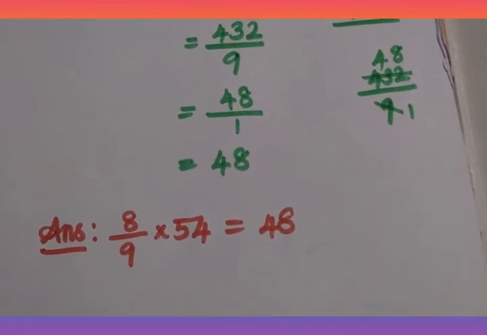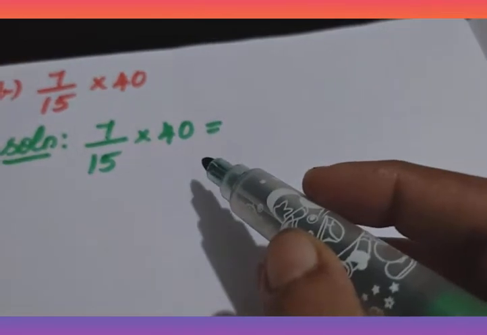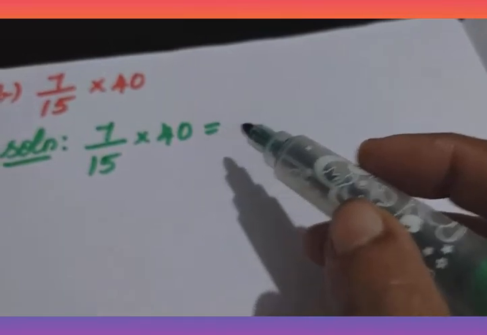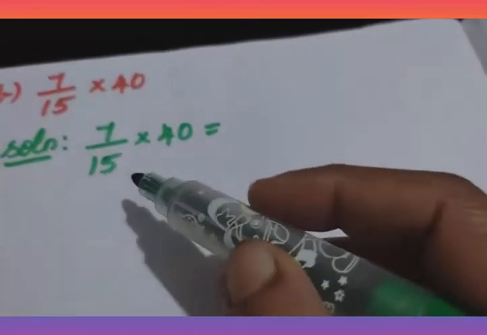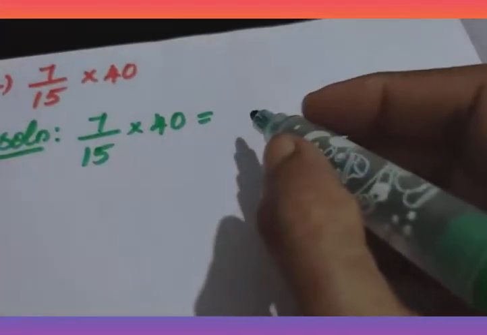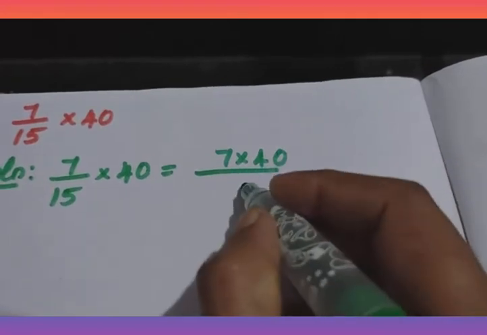Children, look at the next question, 7 by 15 into 40. Here 7 by 15 is a rational number and 40 is an integer. So here multiply the numerator and the integer. Find the product of the numerator and integer and write it in the numerator part, and 15 is the denominator, that goes in the denominator part. So we can multiply 7 into 40 in the numerator part, then denominator 15.